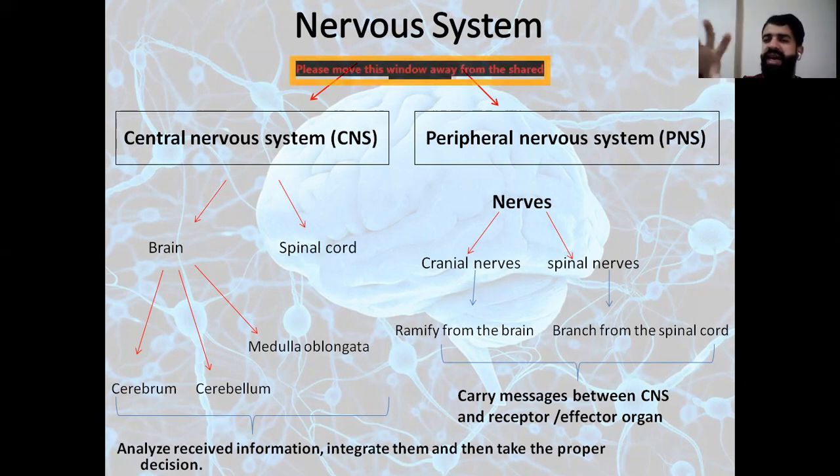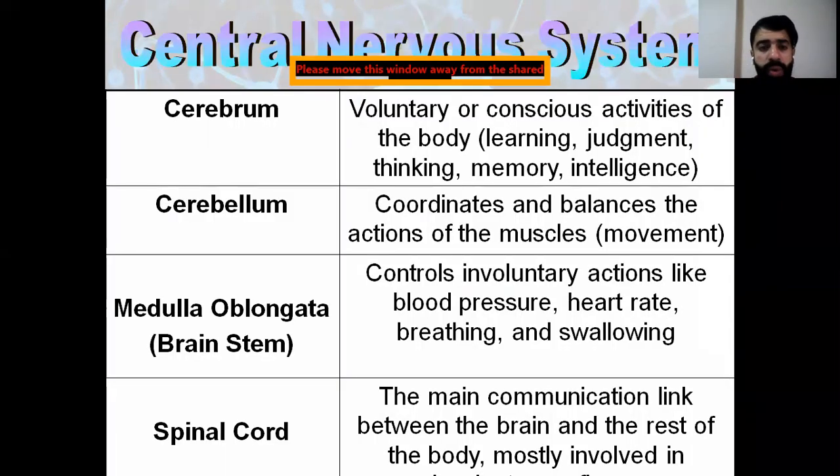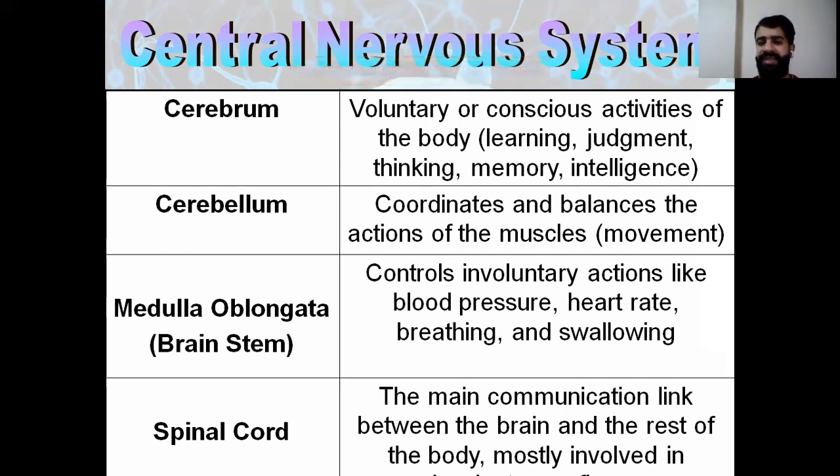Effector that has an effect, that has an action or decision. Okay, so here we continue for this table. This table is showing the cerebrum is for the voluntary activities, like for example, the learning, the judgment, the thinking, the memory, your intelligence. So these are all of them, they are related to the cerebrum. Cerebellum, it's responsible for the coordination and the balance inside the body and due to the movement.